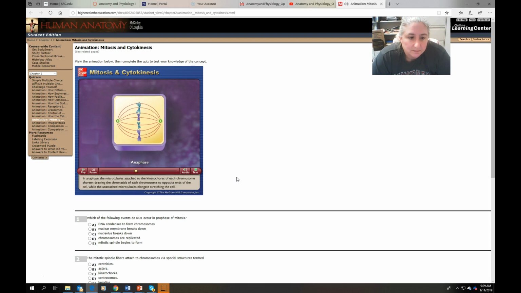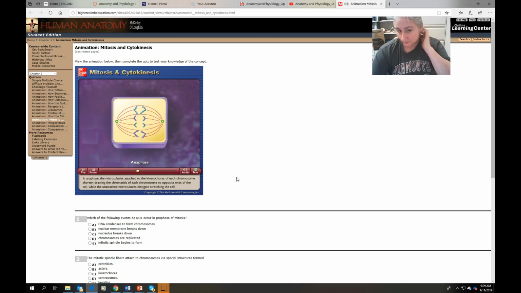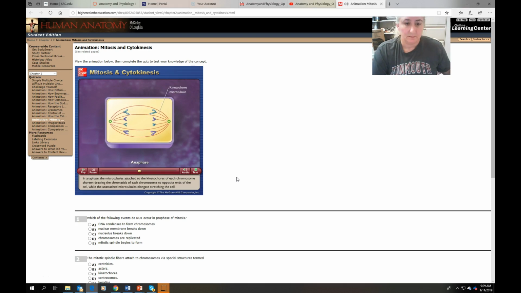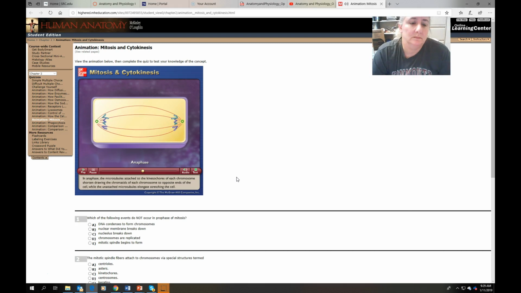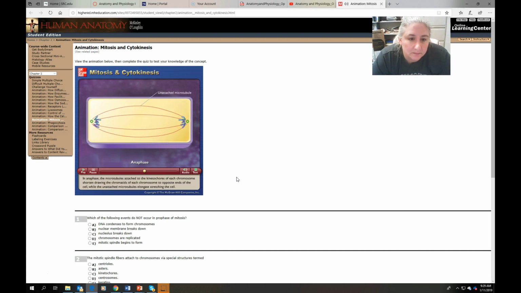In anaphase, the microtubules attach to the kinetochores of each chromosome, drawing the chromatids of each chromosome to opposite ends of the cell, while the unattached microtubules elongate, stretching the cell. During telophase, the chromatids, now called chromosomes, reach the poles of the cell as the unattached microtubules continue to elongate. The nuclear membranes begin to reform as the nucleoli reappear and the chromosomes relax as the DNA unwinds.